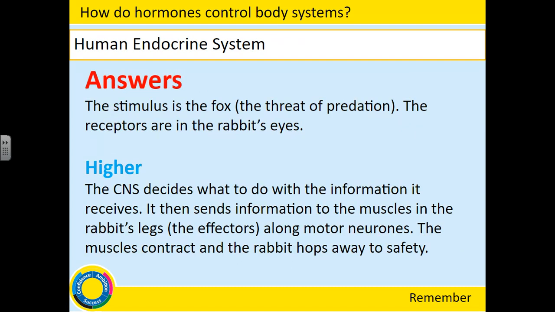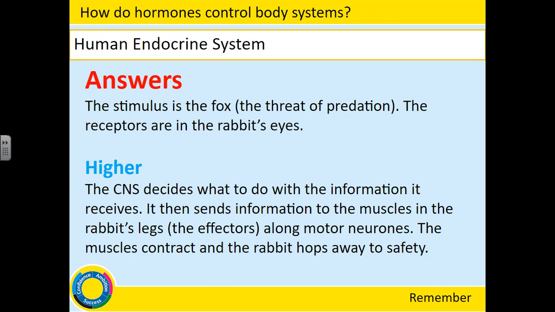Okay, let's move on to the answers. Okay, so in our little story of the rabbit and the fox, the stimulus is going to be the fox, or the threat of predation, and the receptors which detected the stimulus will be the rabbit's eyes. The answer for the higher question, the CNS decides what to do with the information it receives. It's then going to send that information along the motor neurons to the effectors, which are the muscles in the rabbit's legs, and the muscles are then going to contract and the rabbit will then hop away to safety. So well done if you got that right.